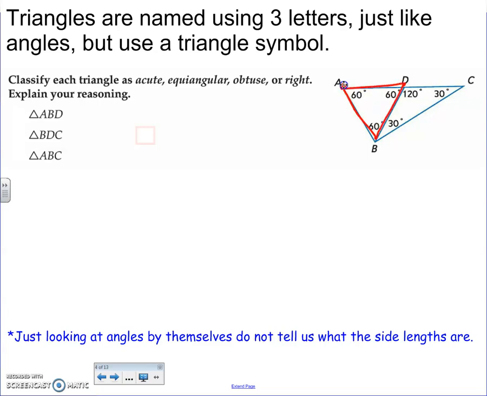What kind of triangle is that? Look at the angles. There's three 60-degree angles. So this is equiangular. All right, also, all three numbers are less than 90, so it's also acute. So it's both. All right.